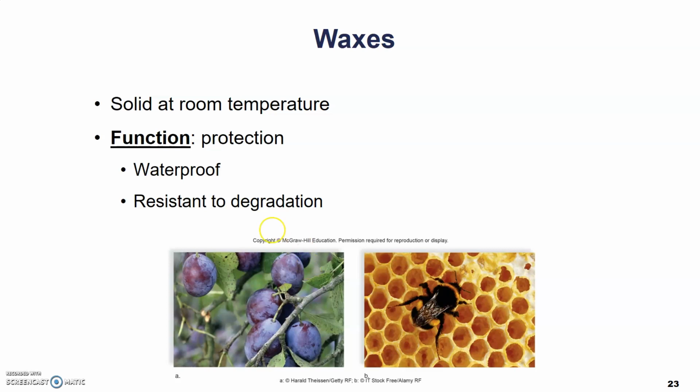within the fruit. And it's also relatively hard to degrade a wax, which is good for the bees because their home is actually this wax honeycomb, right? So it helps that it's resistant to degradation.